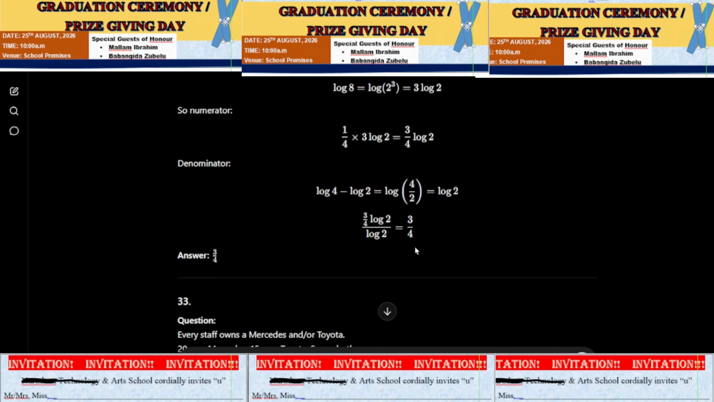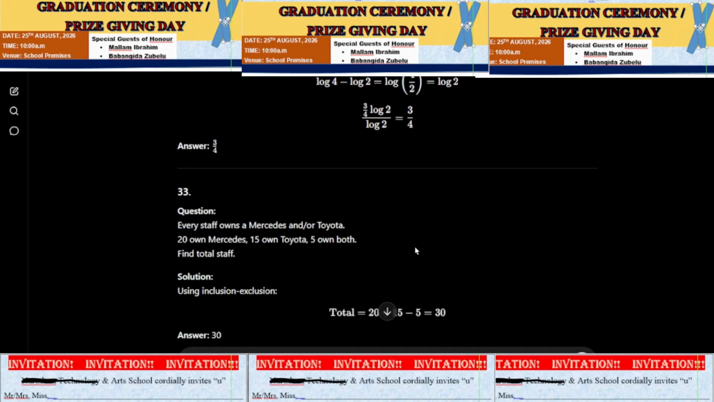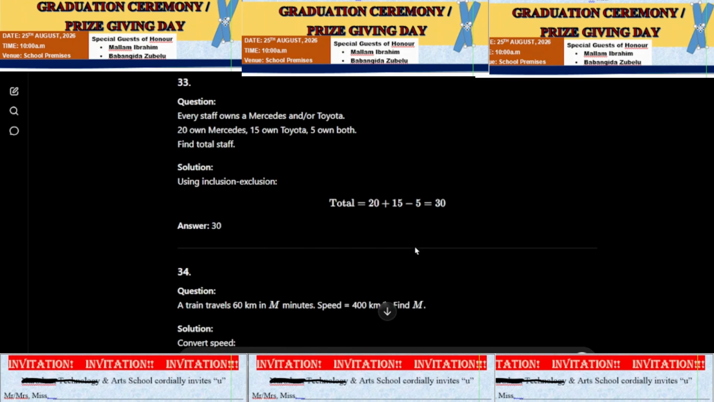So log 4 minus log 2 is the same thing as log of 4 all over 2. That means 4 divided by 2, which gives us log 2. So at the end of the day, what we got here is 3 all over 4 log 2, all over log 2. Log 2 will cancel log 2, which leaves 3 all over 4. Our answer is 3 all over 4. Let's move to the next question here.